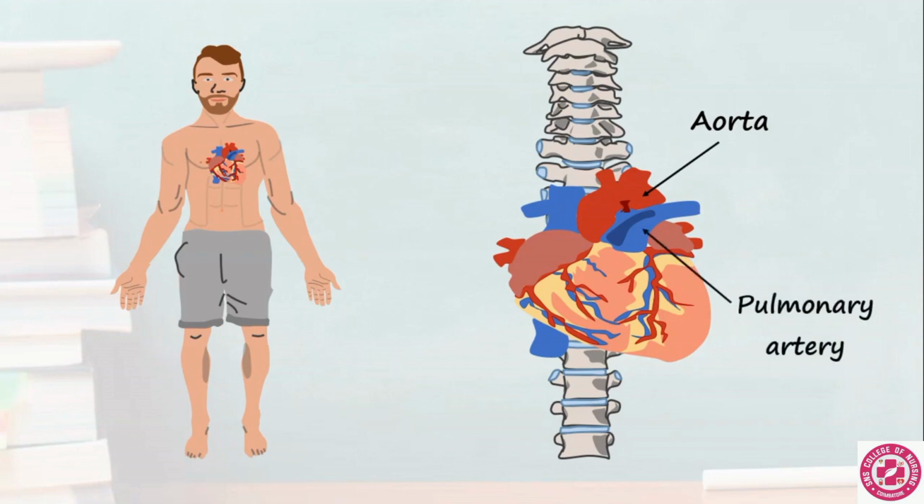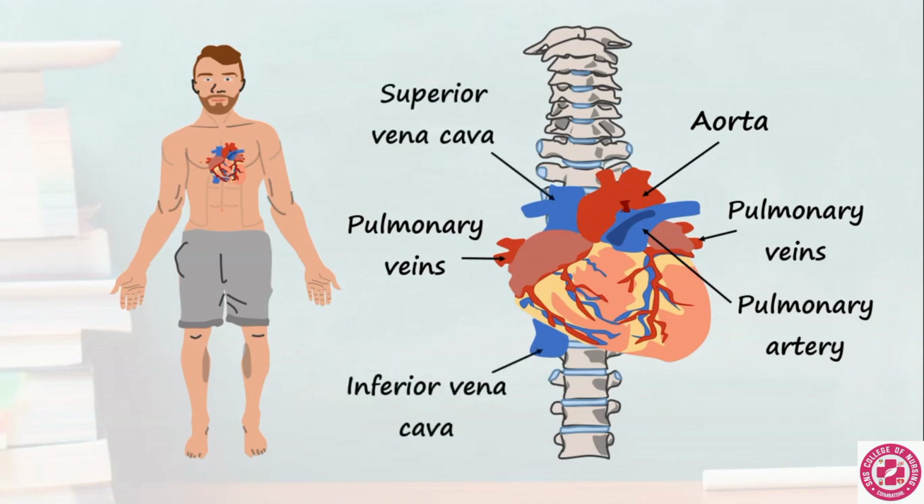Draining into the heart are the pulmonary veins, which carry freshly oxygenated blood from the lungs, and the superior and inferior vena cavae, which bring deoxygenated blood back from the rest of the body.